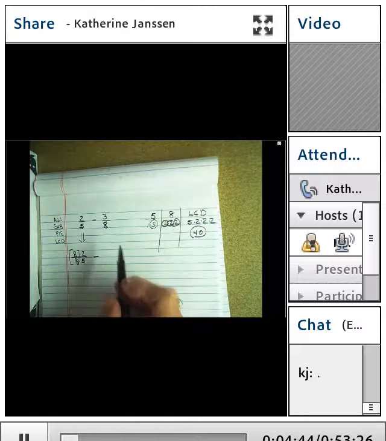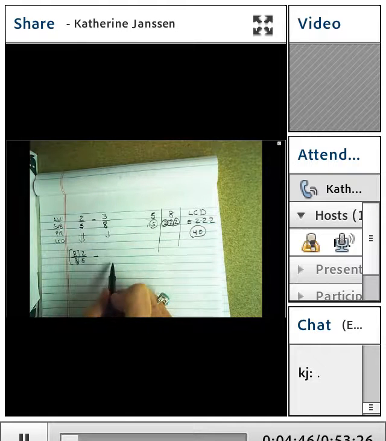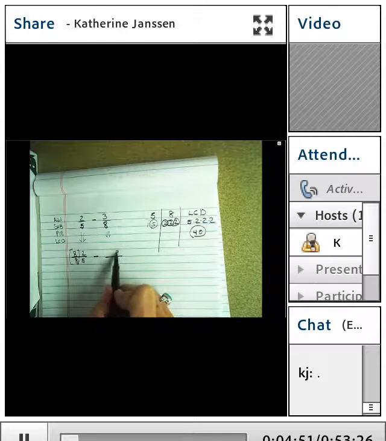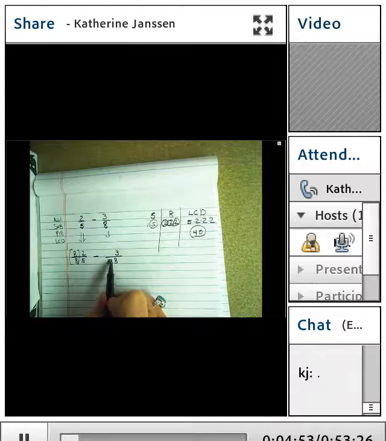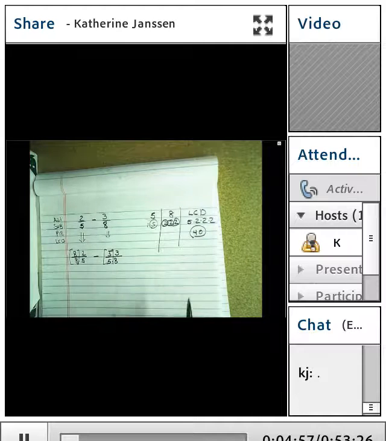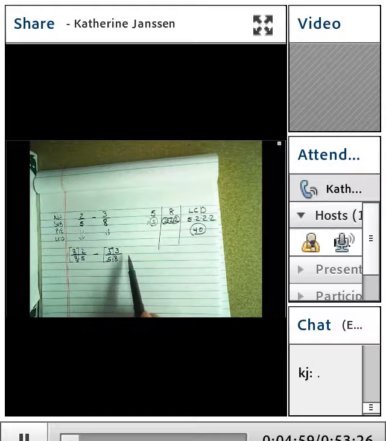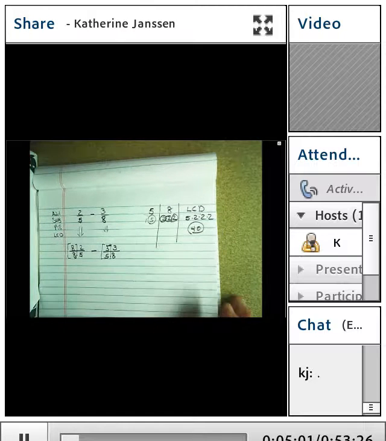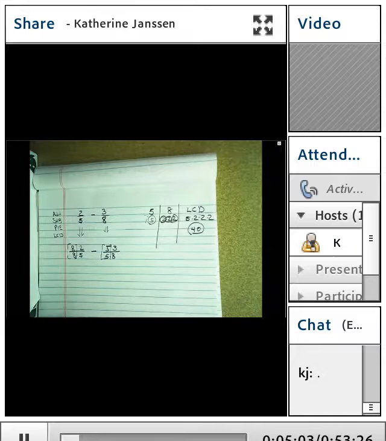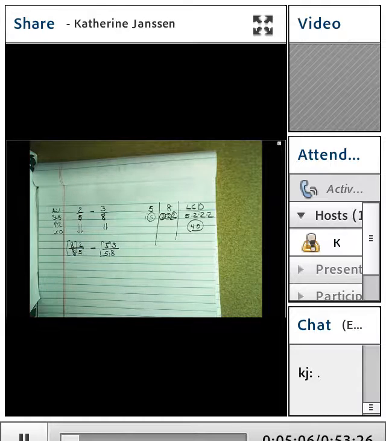I'm going to subtract, and I want to change 3/8 to its equivalency in 40ths. So let's see, 8 times 5 would be 40, so I'm going to multiply the numerator by 5 as well as another name for 1. 1 times any number is the number itself. Now in fractions, they may look different, but they have the same value.